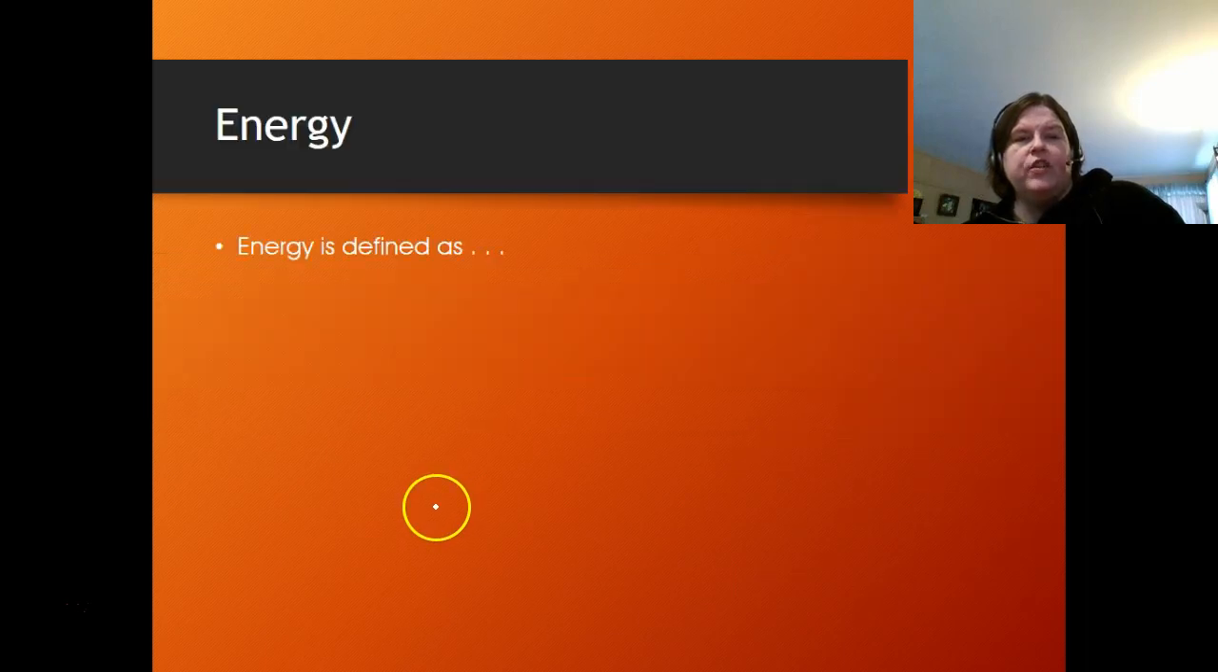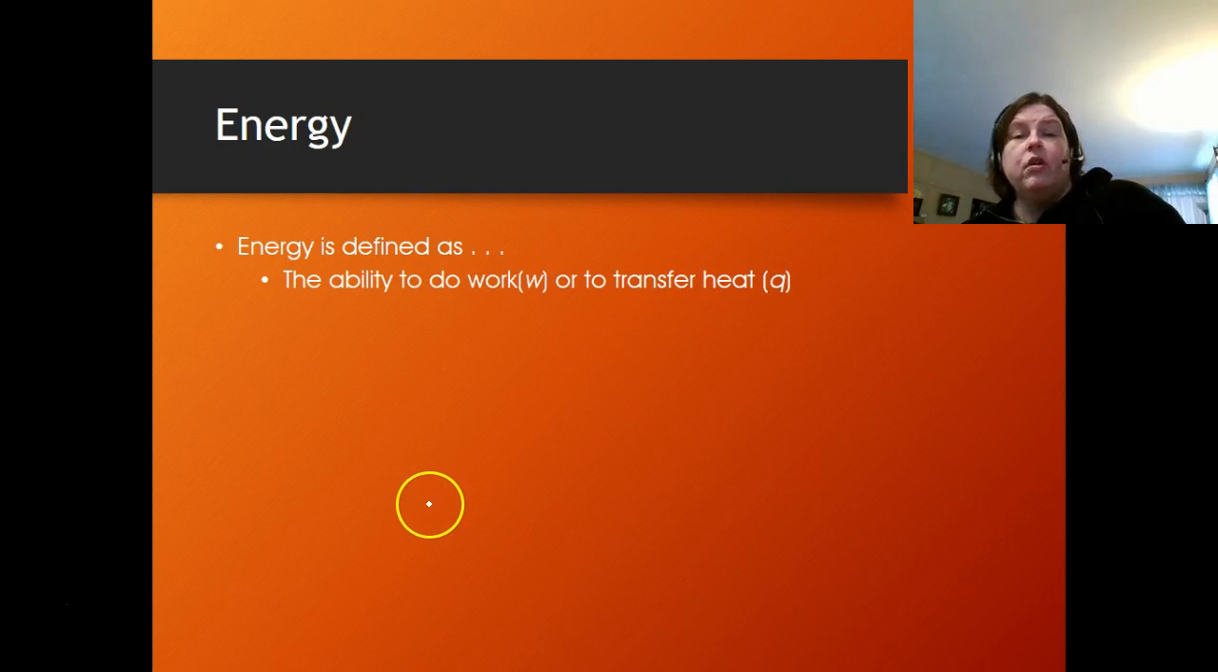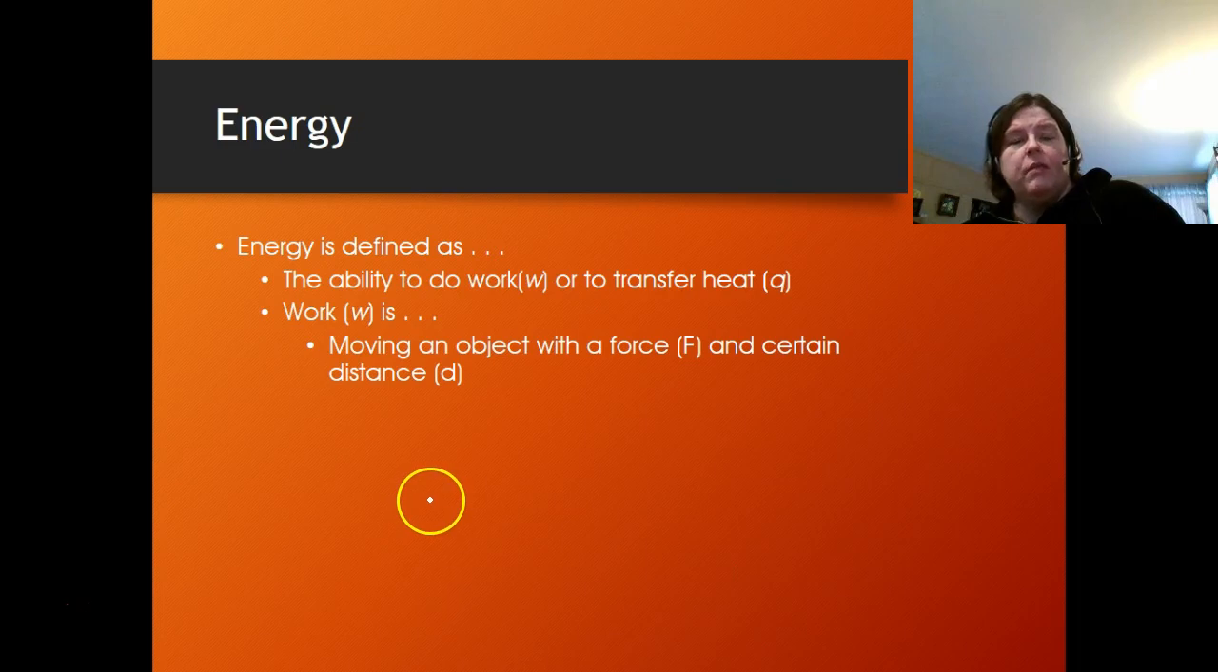So we're going to start talking about energy. Energy is defined as the ability to do work or to transfer heat. Work is a physics term that means moving an object with a force a certain distance. It's defined by the formula W equals F times D, where w is work, F is force, and D is distance.